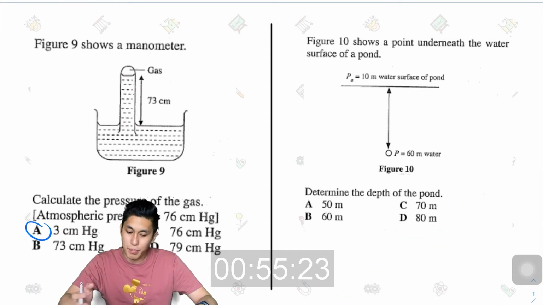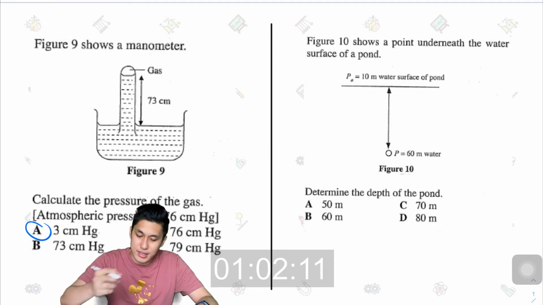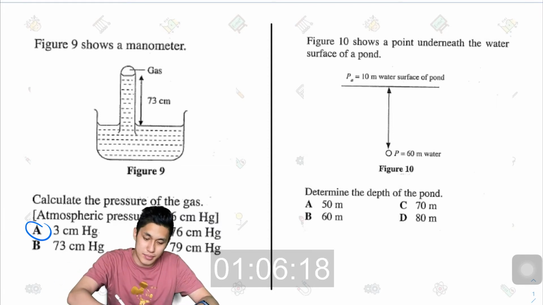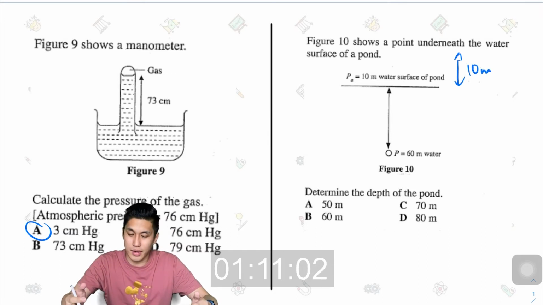Figure 10 shows a point underneath the water surface of a pond. So determine the depth of the pond. So at the surface of the water, the atmospheric pressure is about 10 meters of water, right? So that's about 10 meters of water pressing down at this point.